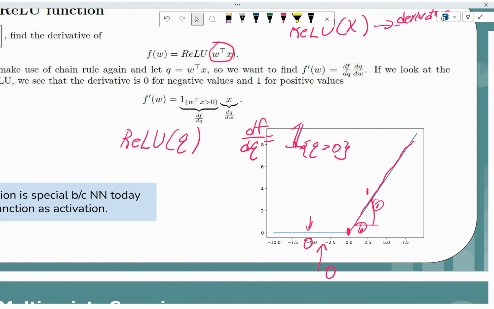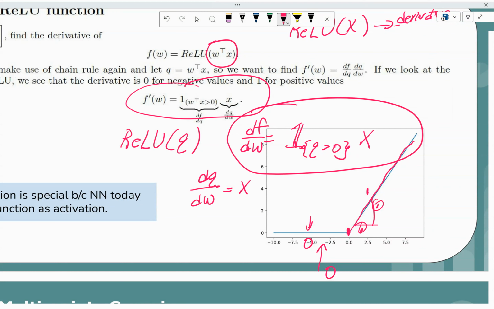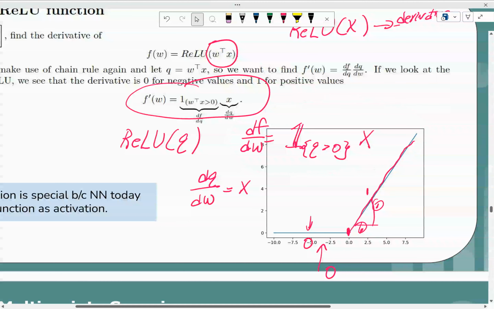So we now know df dq. We again need to find dq dw. Okay, what was the derivative of this again with respect to w? Well, it's just x. Therefore, x. So you can see that df dw is this expression. Okay, over here I substituted q back in. So that's the derivative of ReLU.